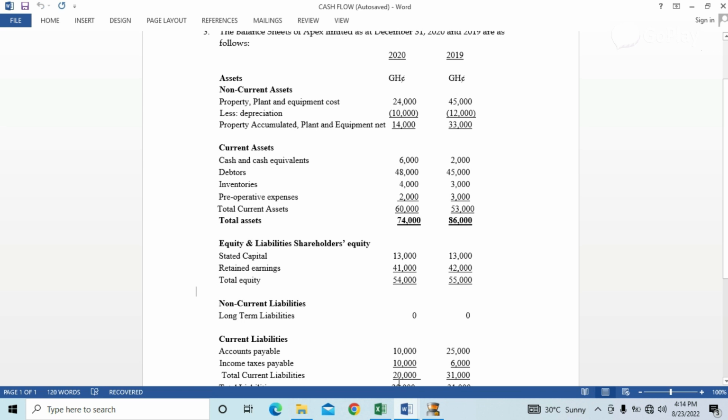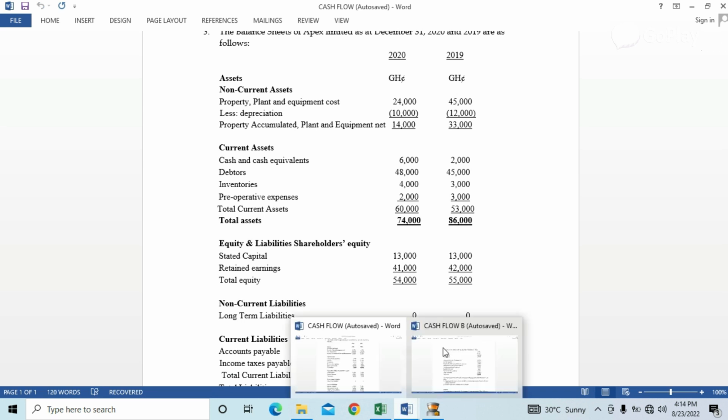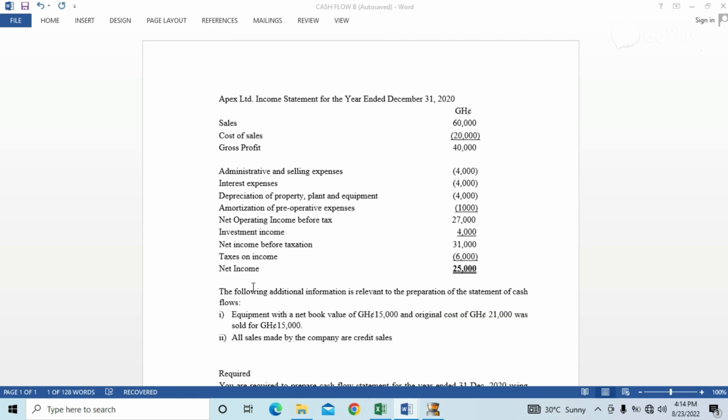But when you go to the income statement, after the income statement, there's a footnote down here. Let me highlight it for you. Equipment with net book value of 15,000 and original cost of 21,000 was sold for 15,000. So here our interest under the investing activities, we are looking at whether the firm purchased an equipment, how much it purchased it, or whether the firm sold an equipment and how much it received for selling it. So here they told us that the equipment was having 15,000 as a net book value, and then its original cost was 21,000, but it was sold and they received 15,000. So it's the 15,000 that is our concern.